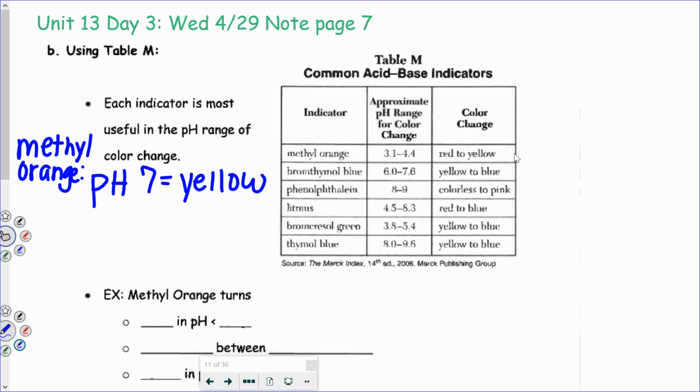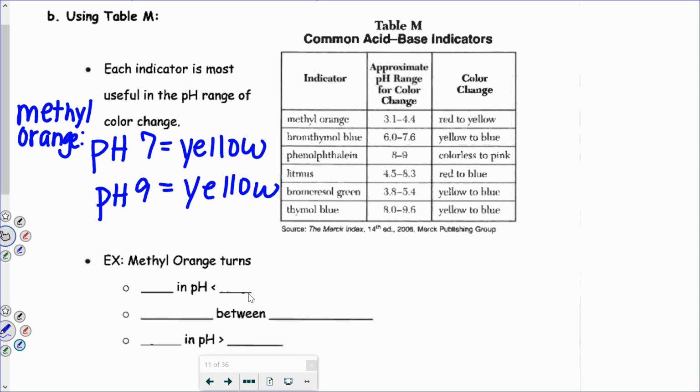What about if I had a pH of 9 and methyl orange was put in there? Well, 9 is greater than 4.4, so it's greater than the pH on the right, so it's going to be the color on the right. So a pH of 9 will also be yellow. So you wouldn't want to use methyl orange to distinguish those pHs because they're going to be the same color and you're not going to be able to tell which is which. So that's what I mean by each having a useful color range.